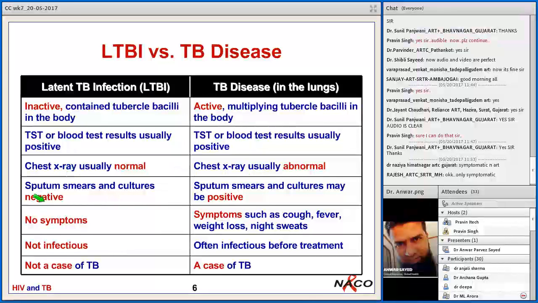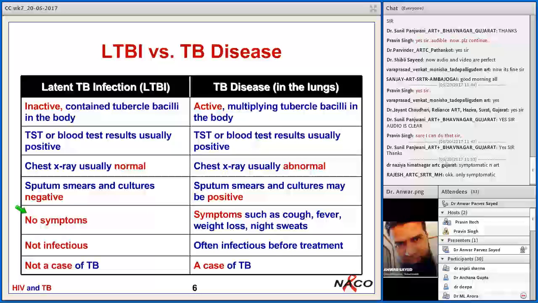In latent TB, the chest X-ray is normal; in active TB it is abnormal. Sputum is negative in latent TB; in active TB it is positive. No symptoms, no infectiousness. Not a case of TB. Most of us who work in a hospital, if you genuinely have worked with TB patients and have visited wards frequently, will be infected with TB bacillus. So we might be having latent TB. But we do not have TB disease as such, because TB disease is different from TB infection, like being HIV positive is different from having AIDS.